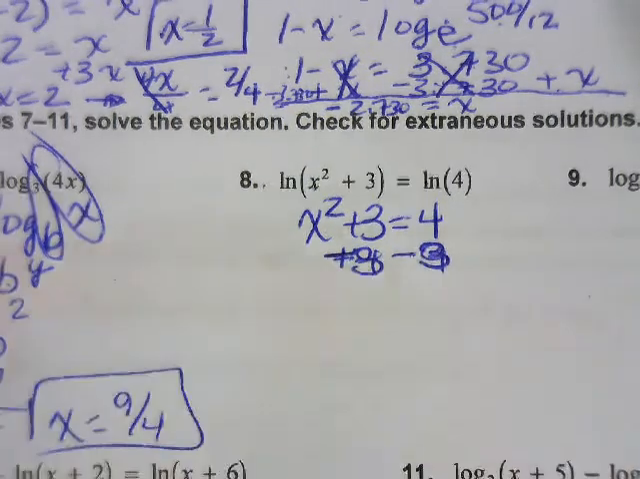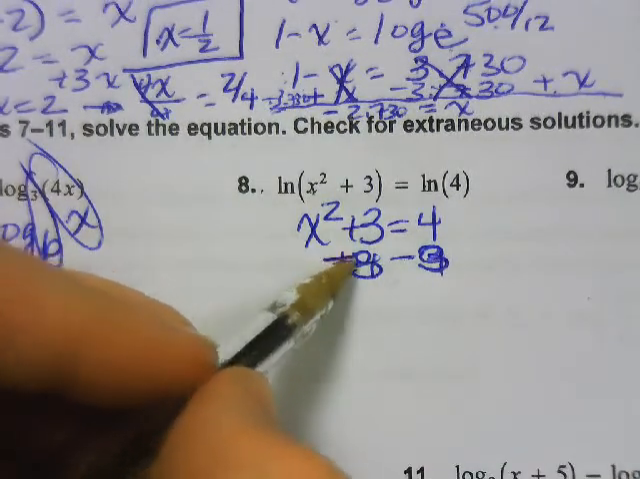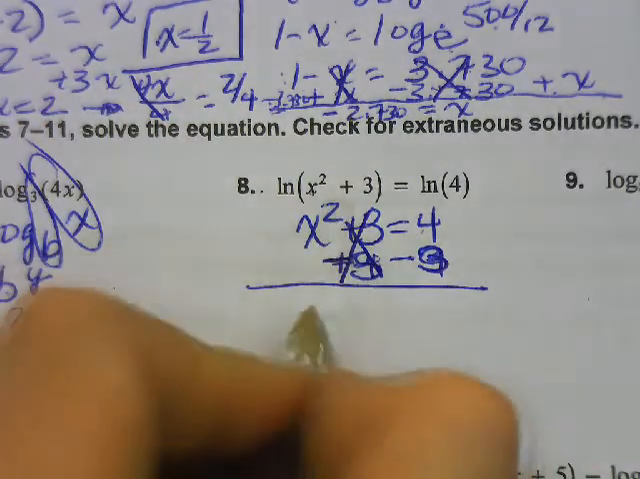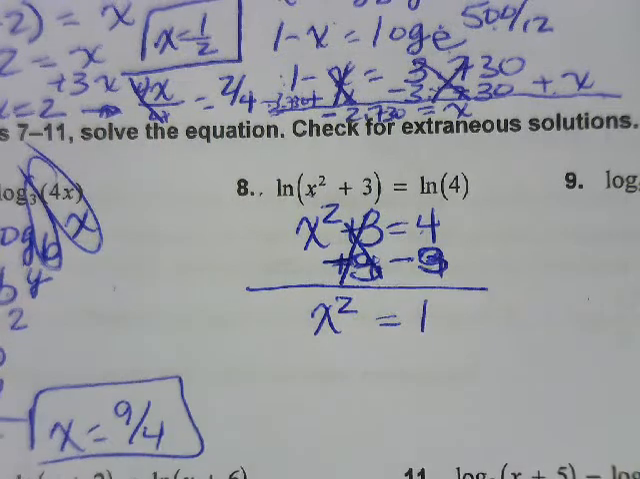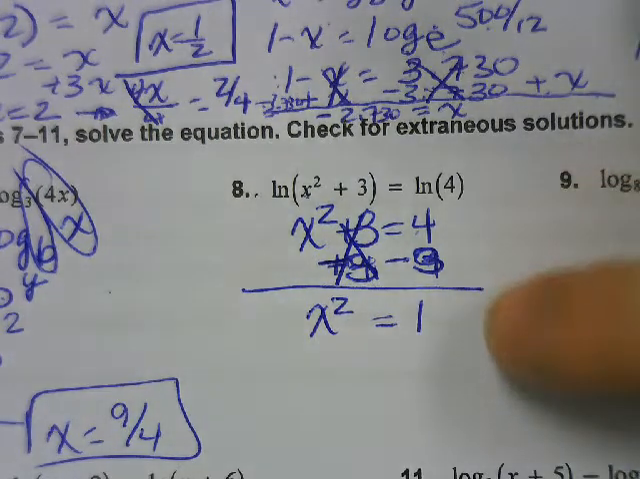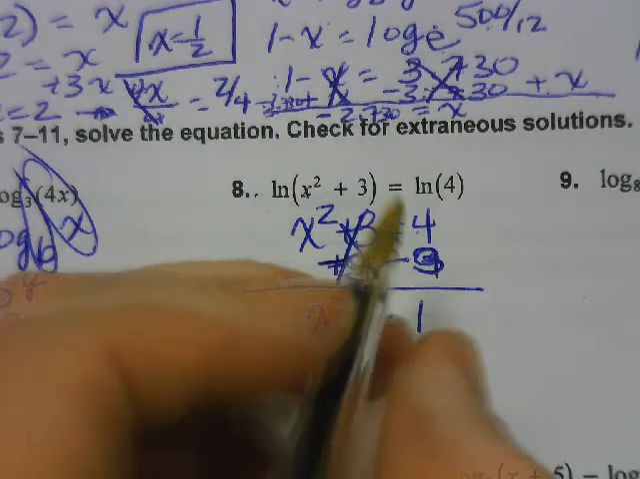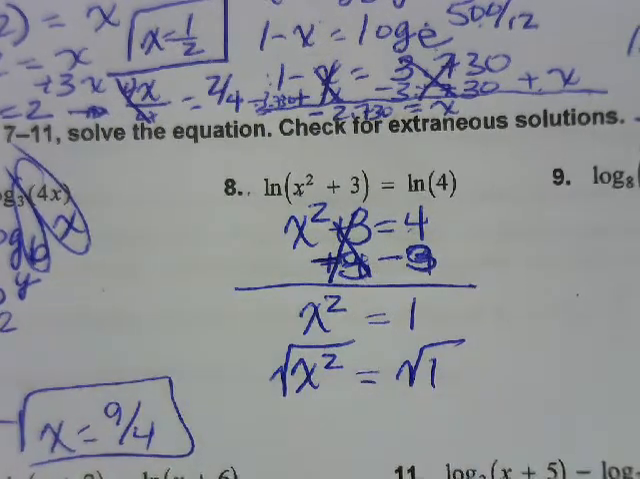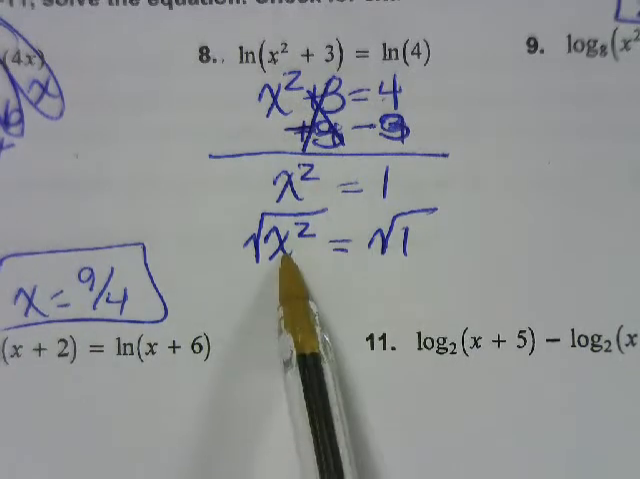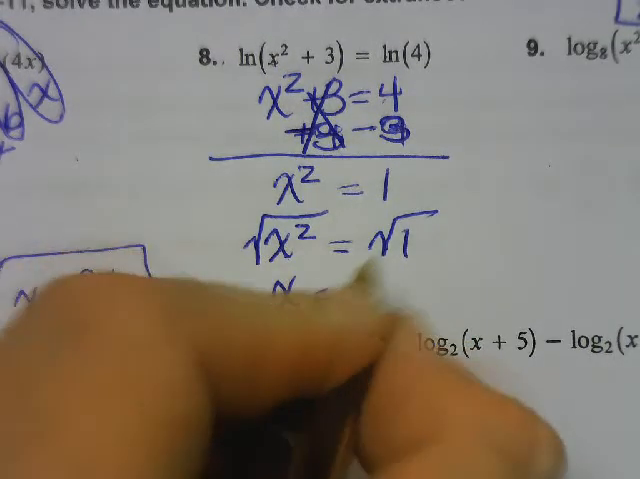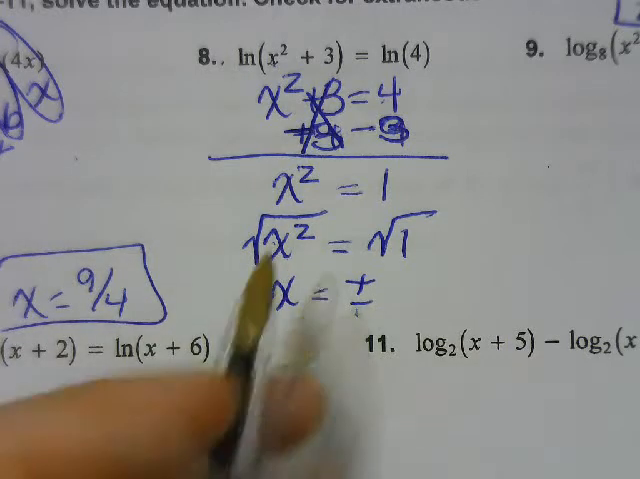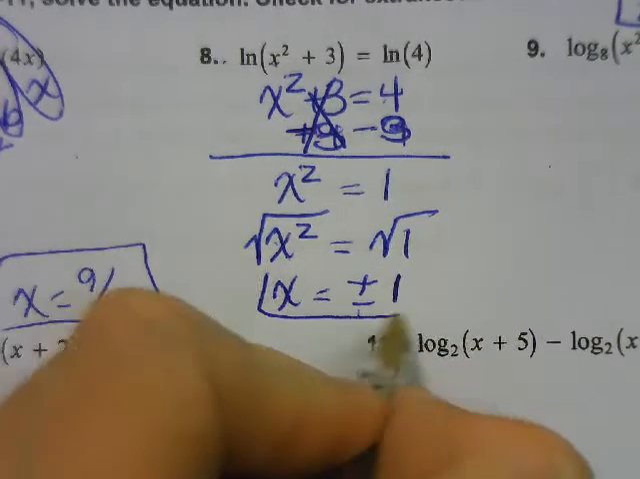Okay, so plus 3 minus 3 cancels to 0. Plus 4 minus 3 is 1, so x squared equals 1. 4 minus 3 is 1. Let's take the square root of both sides. So the square root of x squared and the square root of 1. If I take the square root of x squared, I get x. And when I take the square root of a variable, I need to include all possibilities, both positive and negative. So x is plus and minus 1.